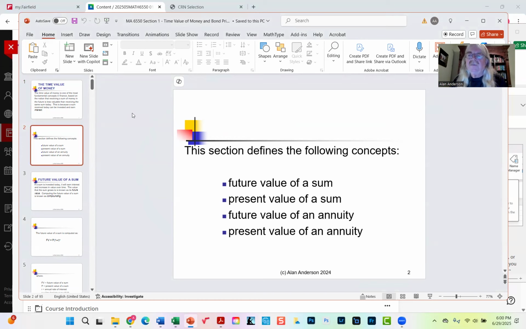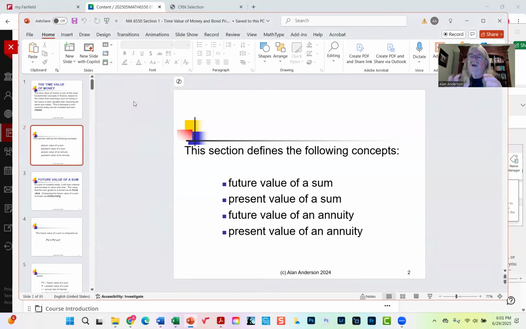The future value of a sum, which means a one-time only payment. The present value of a sum, again, a one-time only payment. The future value of an annuity, which is a repeated series of equal cash flows. And the present value of an annuity, okay. So future value in a nutshell means how much is an investment worth in the future. The present value is the opposite. It means how much will a future investment be worth to us today? Okay, so we can apply it to a single sum or an entire annuity.